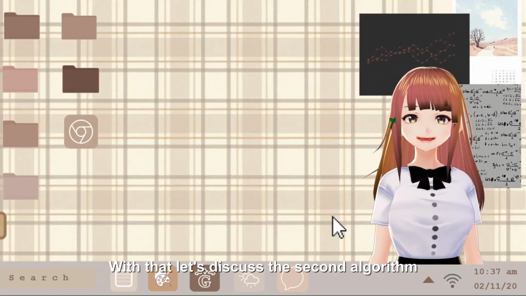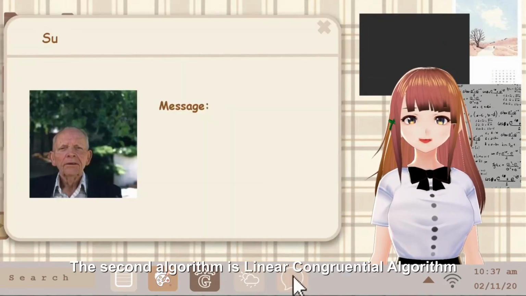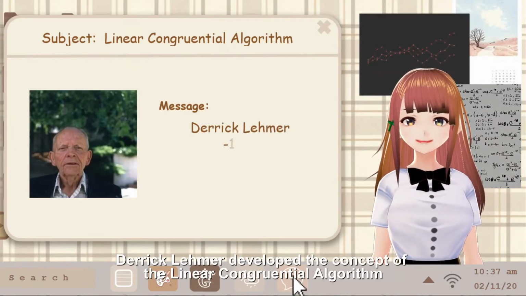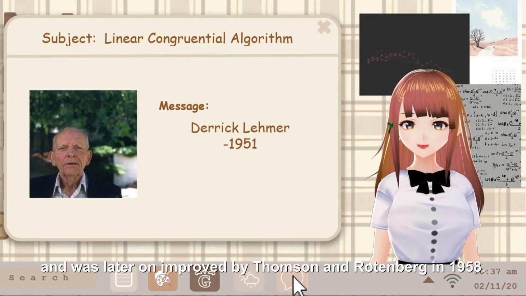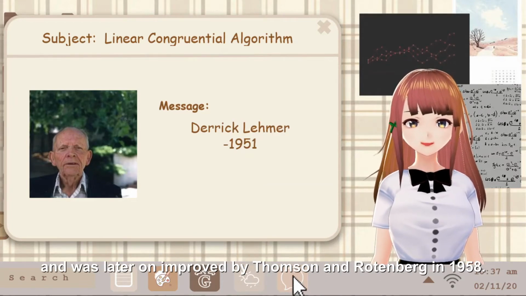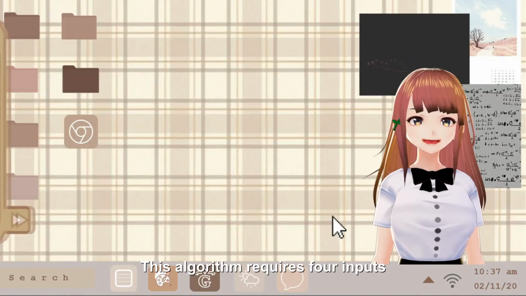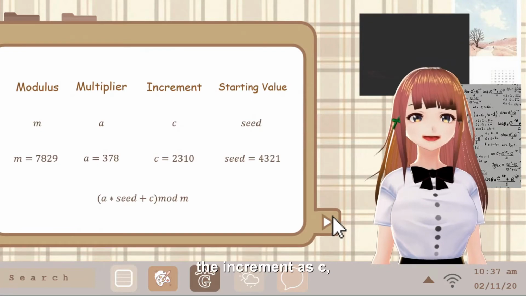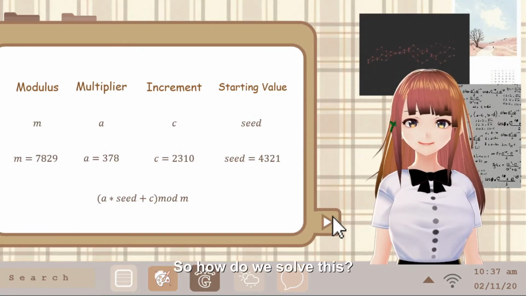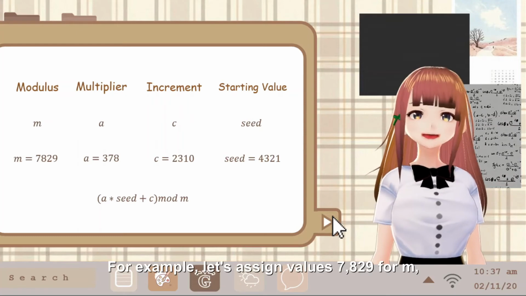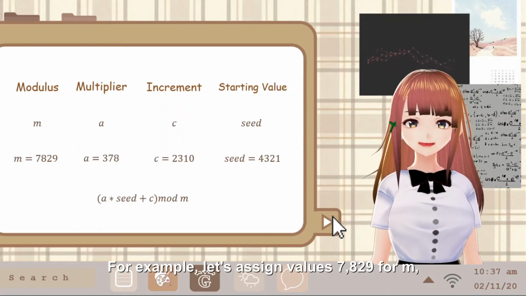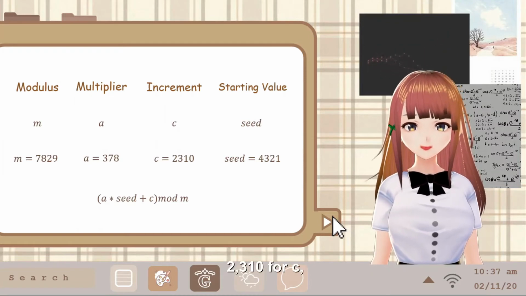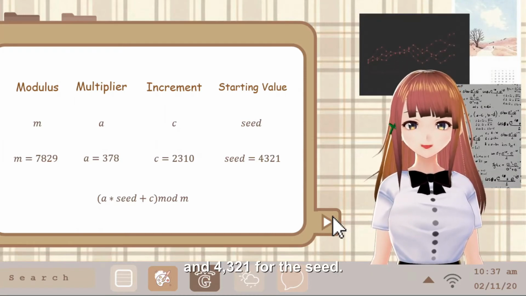With that, let's discuss the second algorithm. The second algorithm is the linear congruential algorithm. In 1951, Derrick Lehmer developed the concept of the linear congruential algorithm, and it was later improved by Thomson and Rotenberg in 1958. This algorithm requires 4 inputs. The modulus is m, the multiplier is a, the increment is c, and the seed is our starting value. So, how do we solve this? For example, let's assign the values 7,829 for m, 378 for a, 2,310 for c, and 4,321 for the seed.